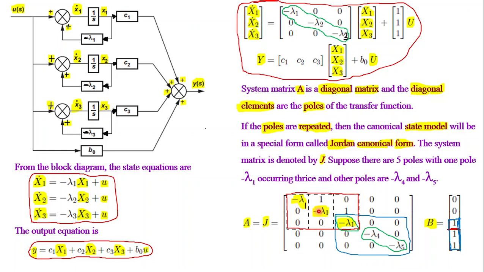See, minus lambda 1, minus lambda 1, minus lambda 1, minus lambda 4, minus lambda 5, that is absolutely the same as this, but here the difference is, since minus lambda 1 is occurring thrice, the element above this minus lambda 1 is 1, the element above this minus lambda 1 is 1, and the other elements are zeros. That means this block is actually called the Jordan block. This block, highlighted with the red, is called the Jordan block, and it comes from the repeated poles.